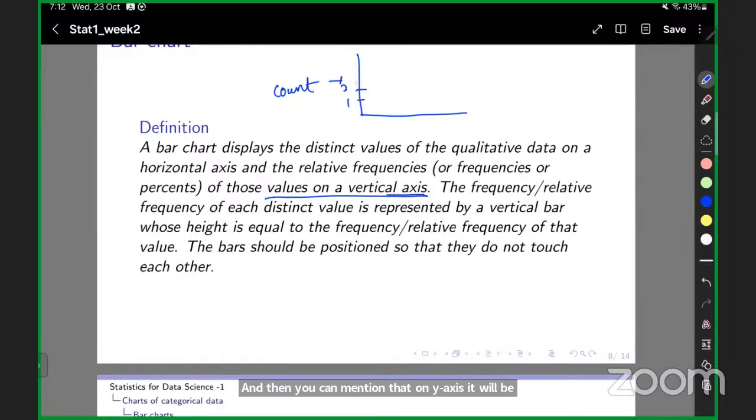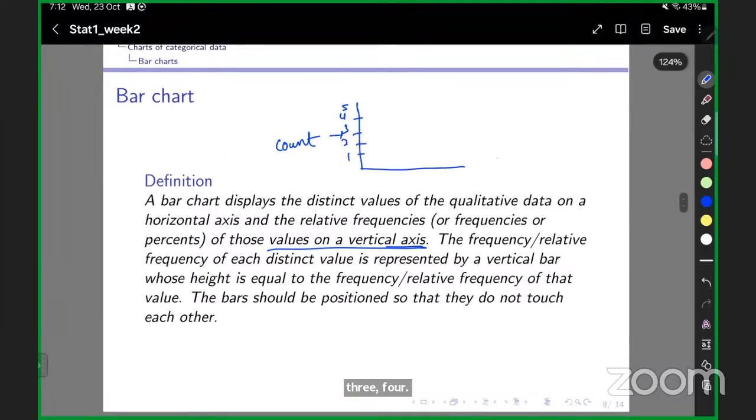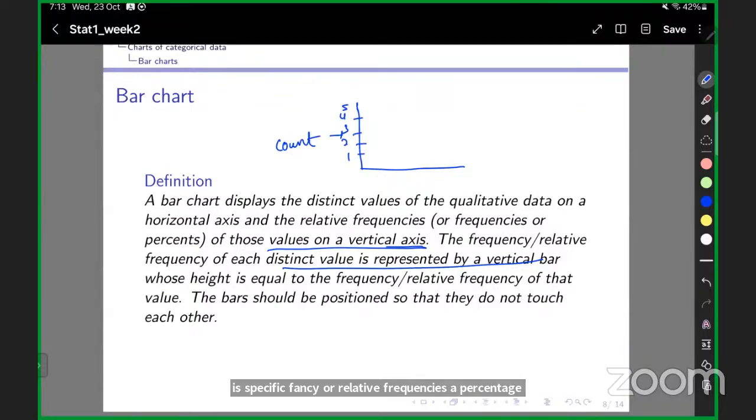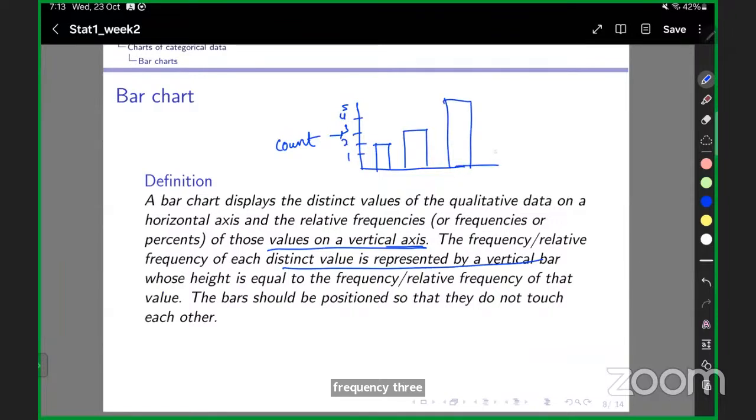Let's say 1, 2, 3, 4, and 5, and something like that, right? And then you'll present a vertical bar, which is a frequency or relative frequency, a percentage or something, right? Whose height is equal to the frequency. So let's say this is 2, frequency is 2. Then let's say something has frequency 3, frequency 5, frequency 1. So all this you can represent with bars.